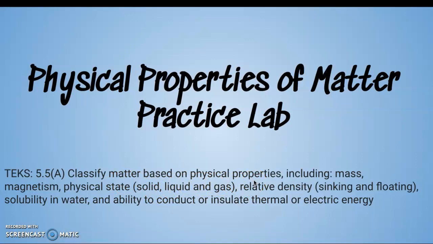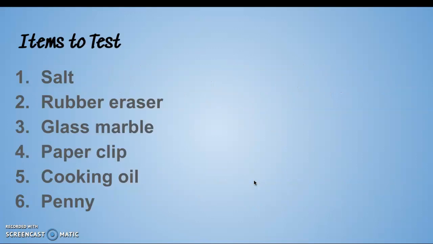Some of the properties that you need to know are mass, which involves a triple beam balance, magnetism, physical state, relative density, solubility in water, and the ability to conduct or insulate thermal or electric energy. In this lab today, you are going to be looking at salt, a rubber eraser, a glass marble, a paper clip, cooking oil, and a penny.